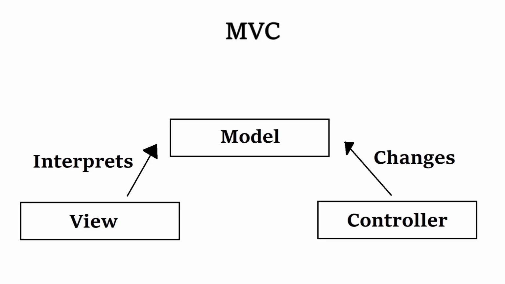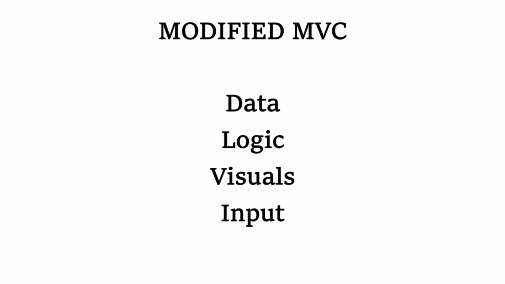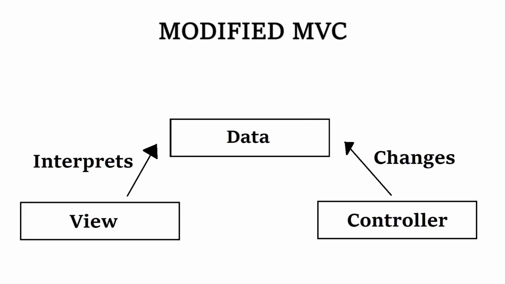Thus, we modified the MVC pattern. Instead of model, view, and controller, I present you data, logic, visuals, and input. Not only are the names more understandable, we've also introduced a game clock. Data functions exactly like the model, nothing more to say. Visuals functions exactly like the view, nothing more to say. The input functions similar to the controller.